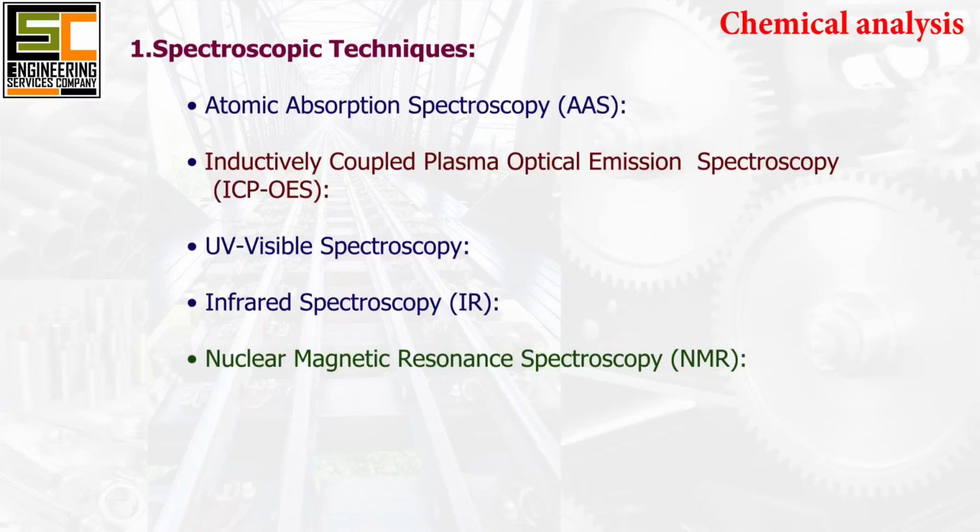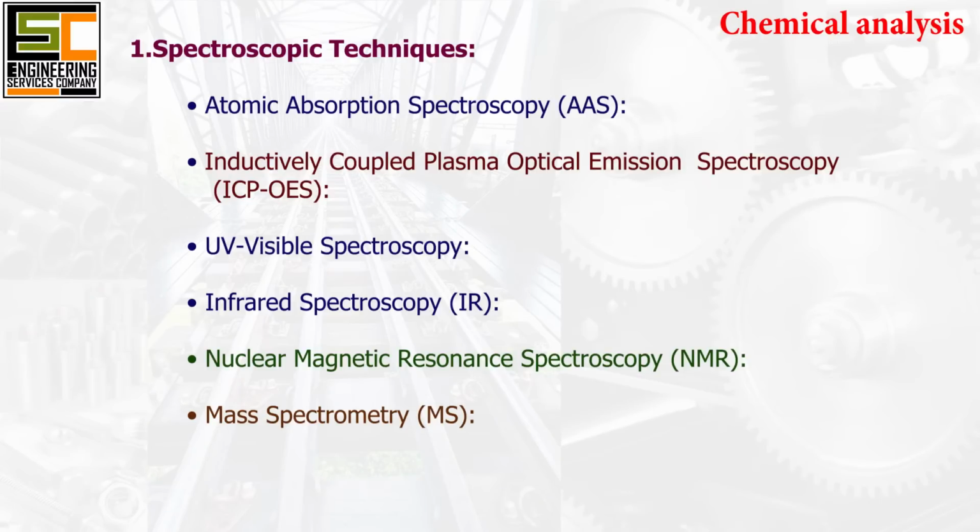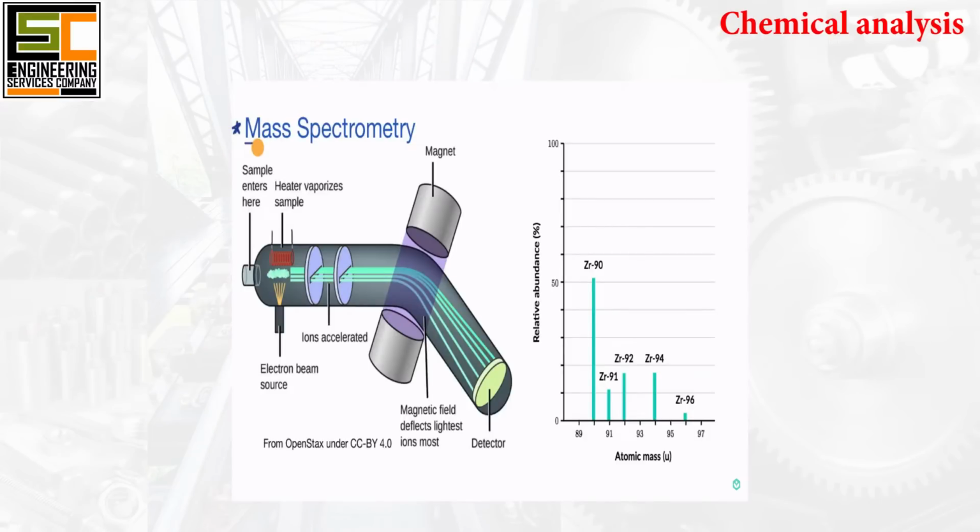Nuclear magnetic resonance spectroscopy, NMR, analyzes the nuclear spin properties of atoms in a sample to determine molecular structure and chemical environment. Mass spectrometry identifies and quantifies the chemical composition of a sample by analyzing the mass to charge ratio of ionized molecules.